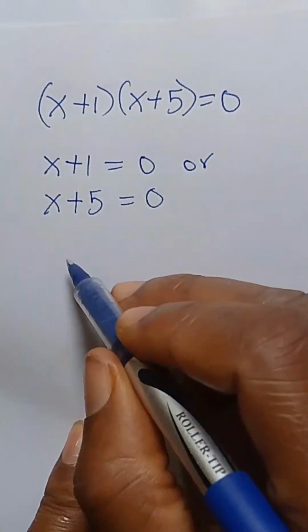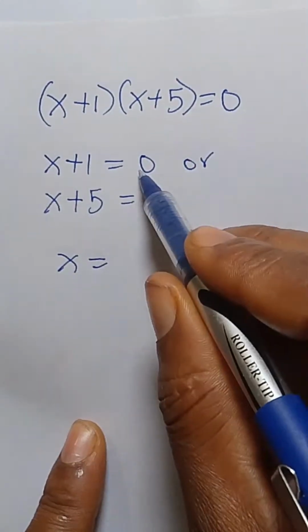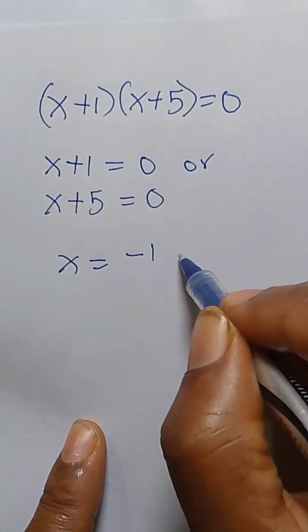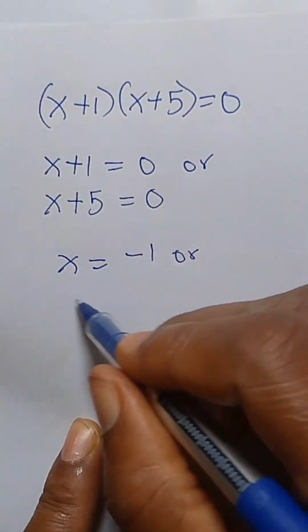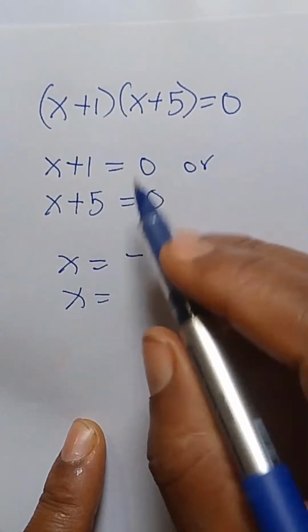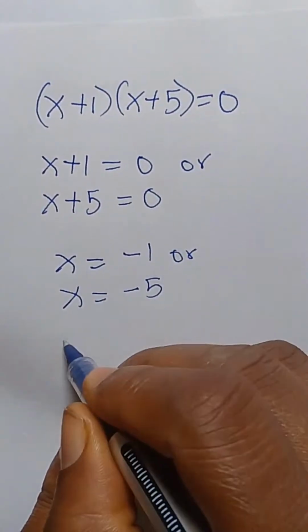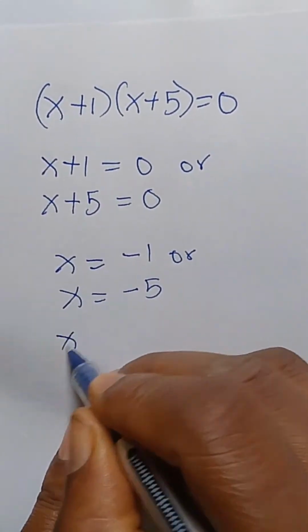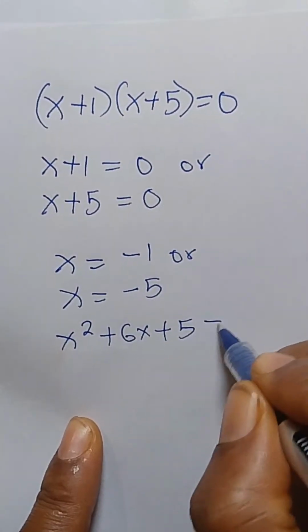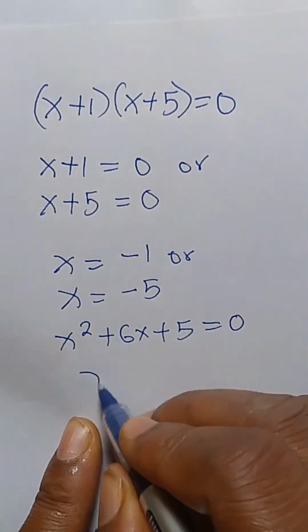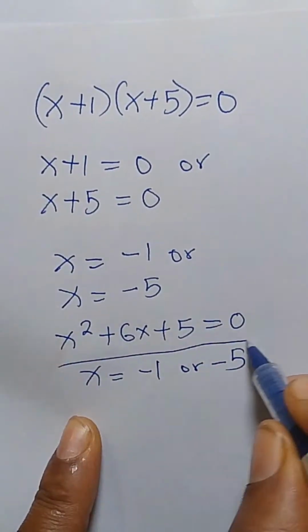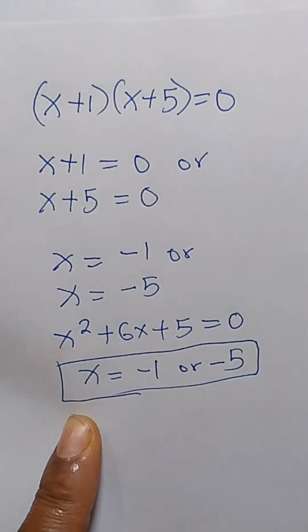Now we solve the first part. We have x, we put our equality sign. When positive 1 crosses the equality sign, it becomes negative 1. Or, on the second one, x equals, when this positive 5 crosses the equality sign, it becomes negative 5. So the solution to the question x squared plus 6x plus 5 equal to 0 is x equals -1 or -5. That is the solution. We just solved this using the factorization method.